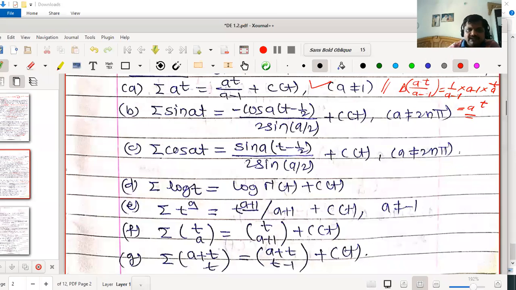Similarly, we want to obtain summation of sin at. Now, for that, we will find delta of cos at. Now we have the formula for finding delta of cos at.